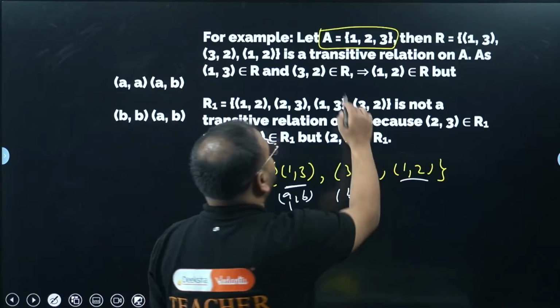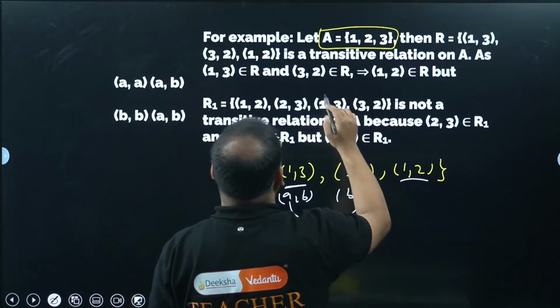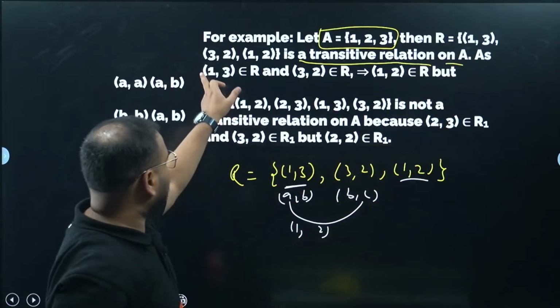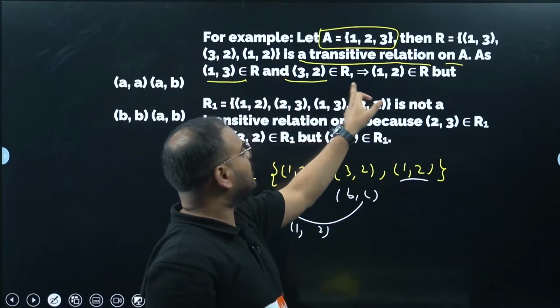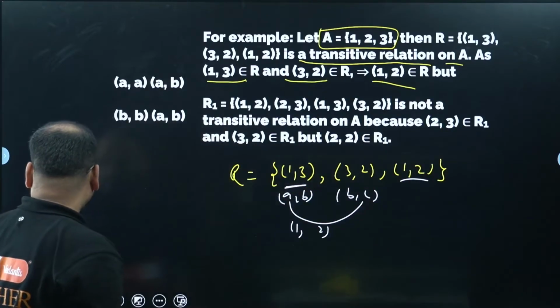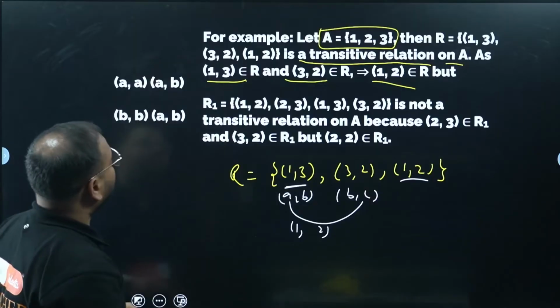That's why they have written here: it is the transitive relation on A, as (1,3) belongs to R, (3,2) belongs to R, and (1,2) also belongs to R. Simple. Okay, now a case where it is not true.